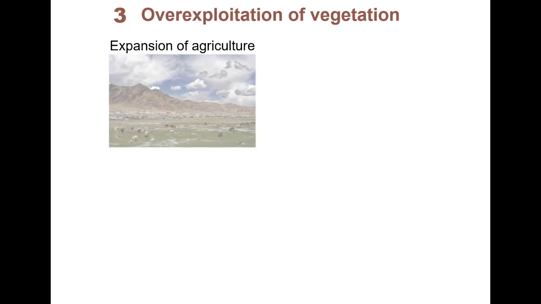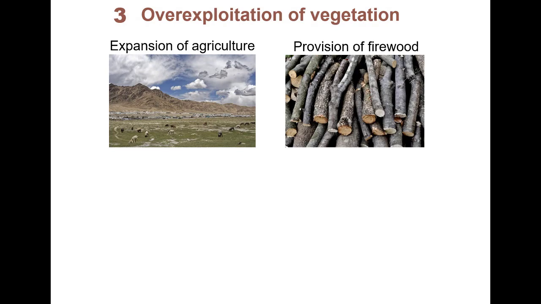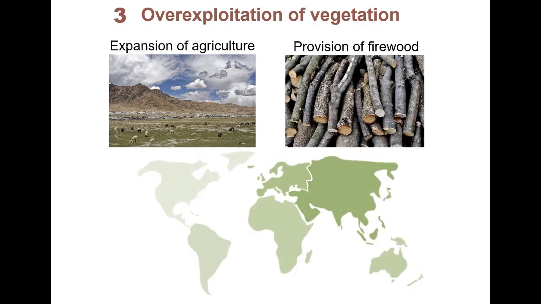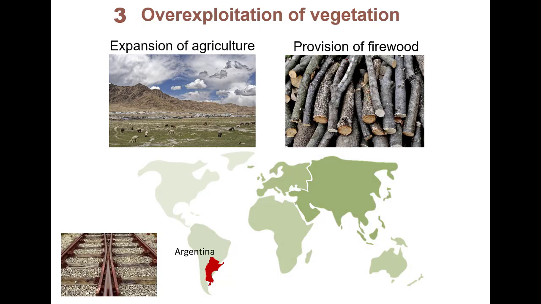The following are examples of overexploitation: expansion of agriculture and the provision of firewood. An example of overexploitation is found in the forests of Argentina, where wood is used for railways, firewood, and charcoal.